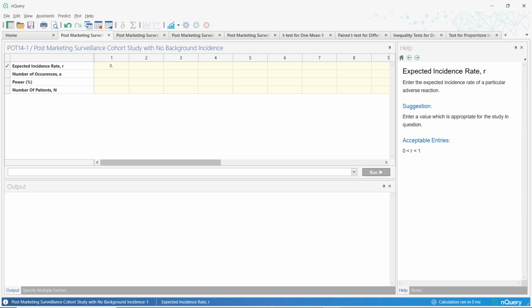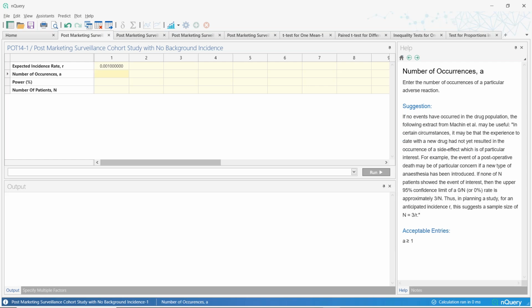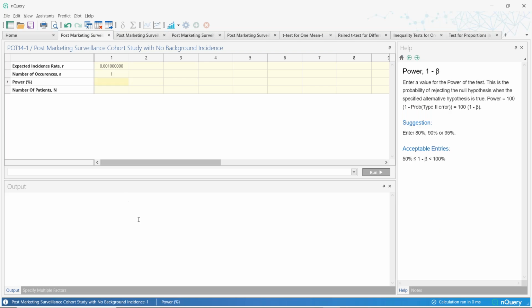So you can see the expected incidence rate here was 0.001. So it's obviously 0.1%. Divide that by 100 to get that on the proportion scale. The number of occurrences is 1. So we get that there.